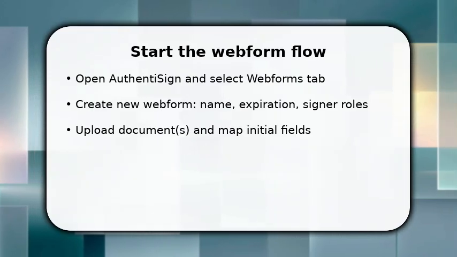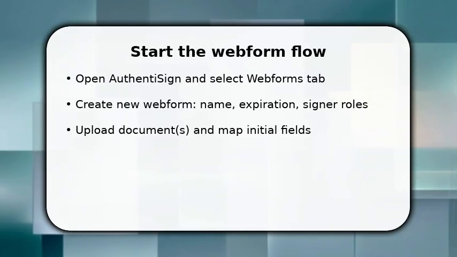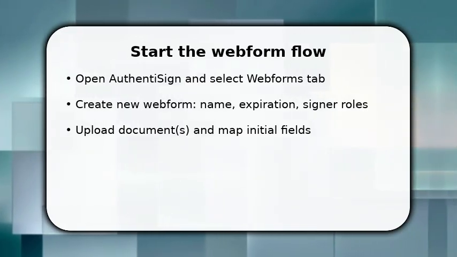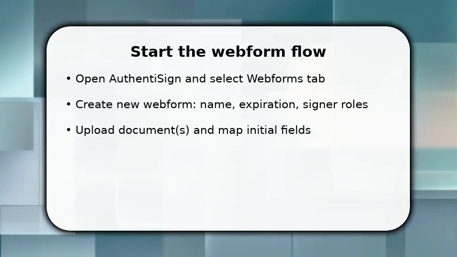Enjoy the video. You begin by opening Authentisign and choosing Webforms. Create a new web form now and give it a clear name so you can find it later. Add expiration and signer roles immediately because those control access and routing.